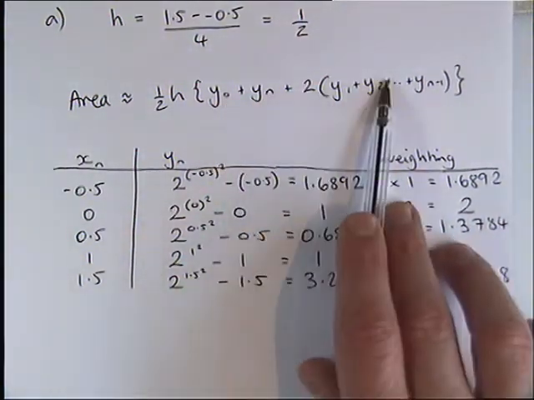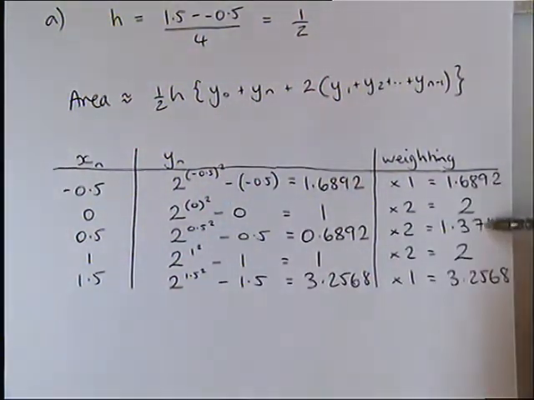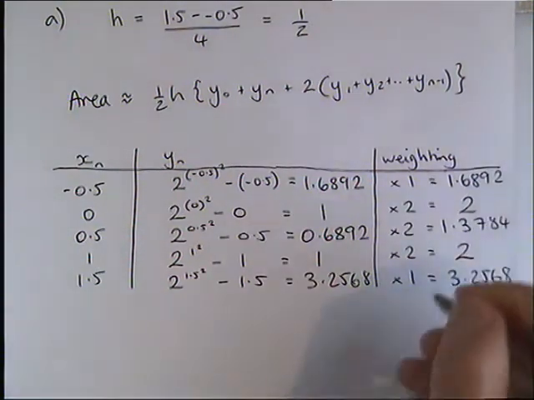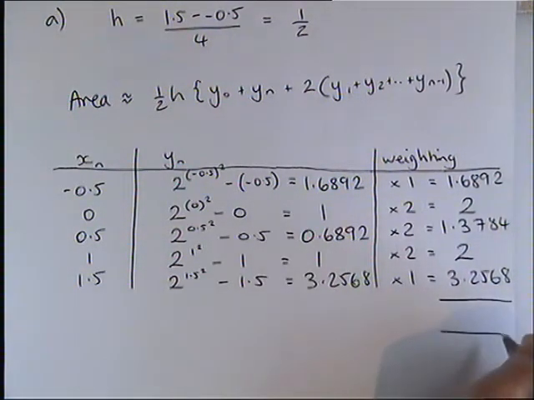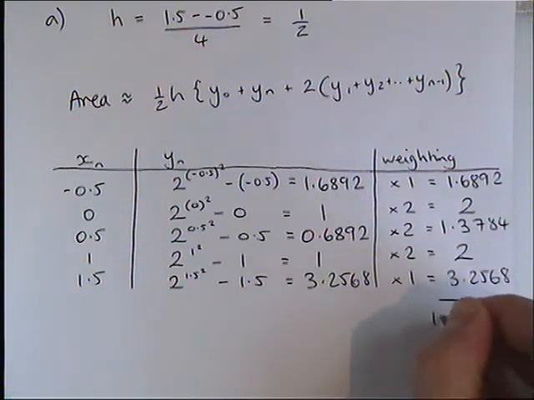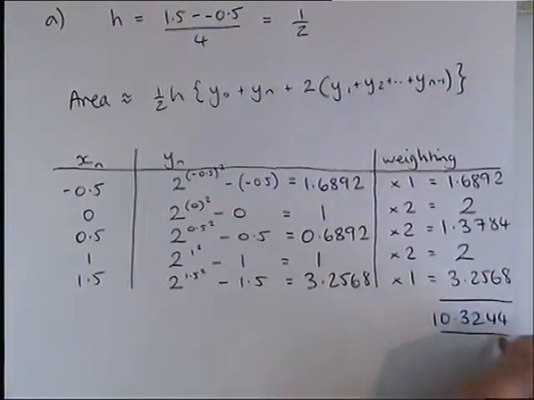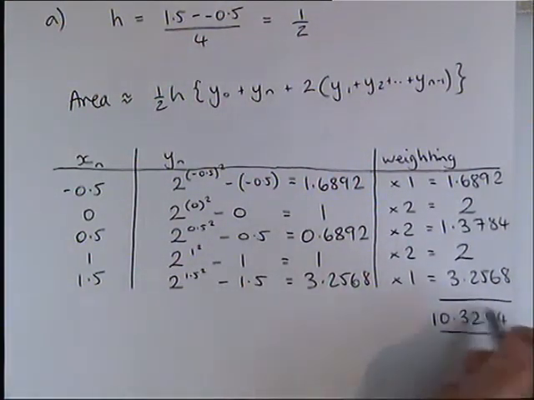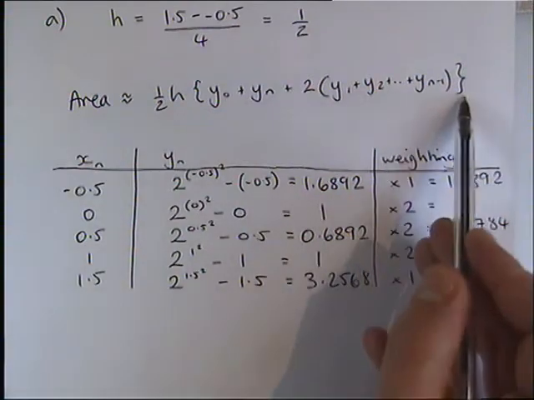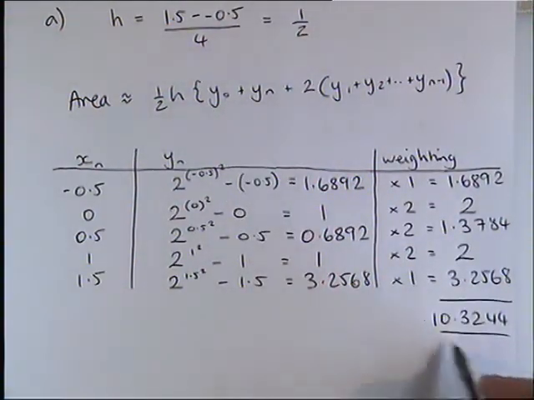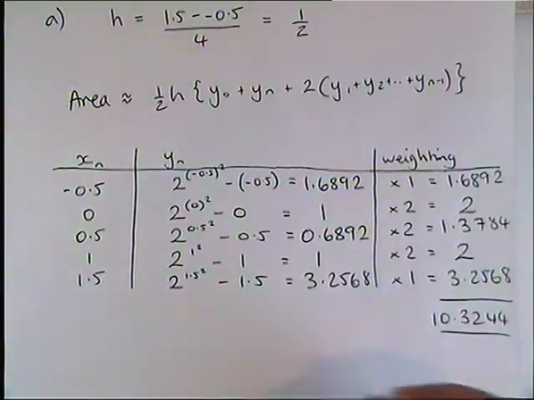Now these things in the curly brackets are these numbers here. So I need to get the total of those, which turns out to be 10.3244, and then times that number. Remember, that's the total of the things in that curly bracket there. So everything in the curly bracket adds up to 10.3244, times it by a half h.